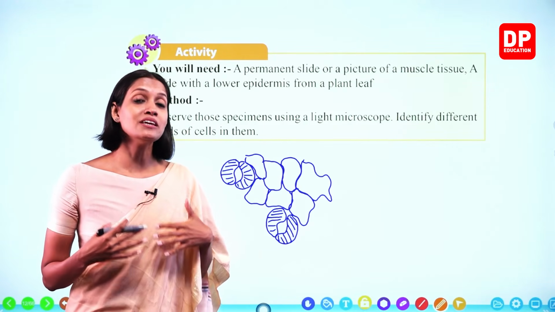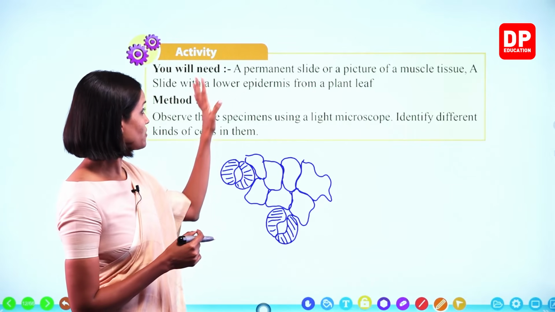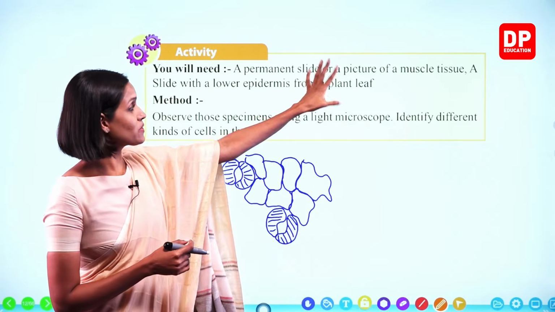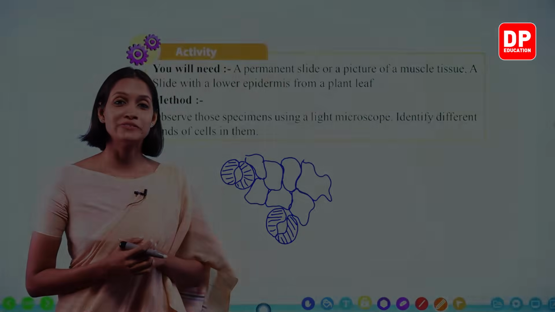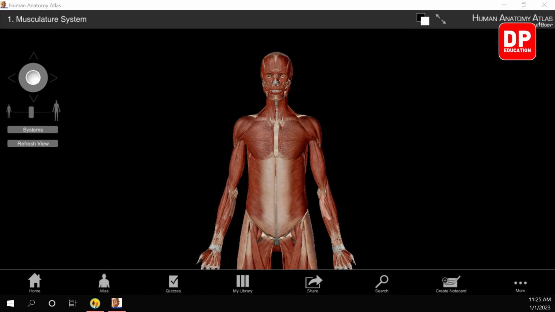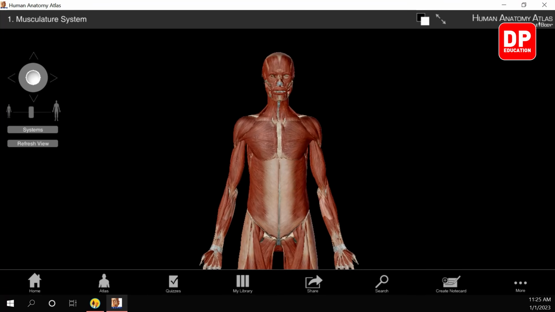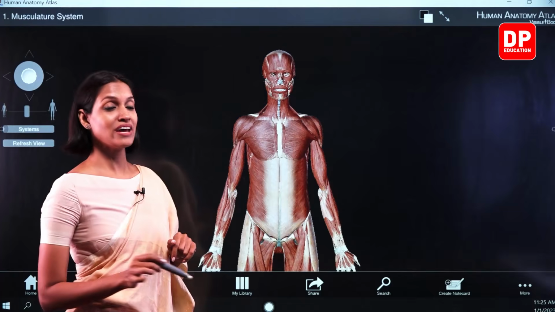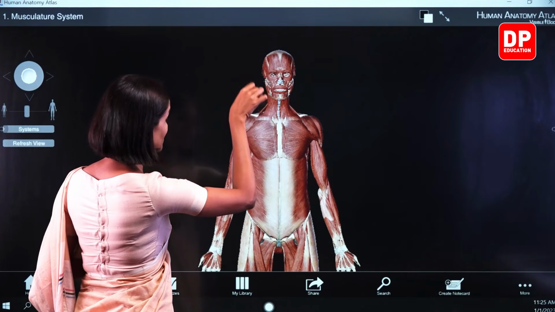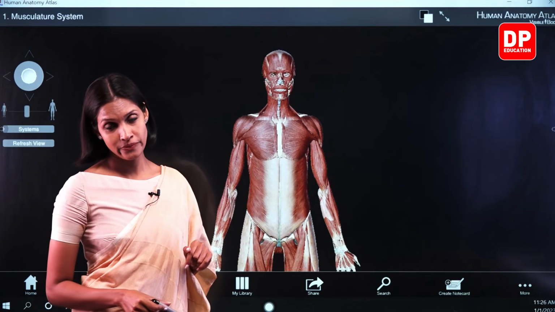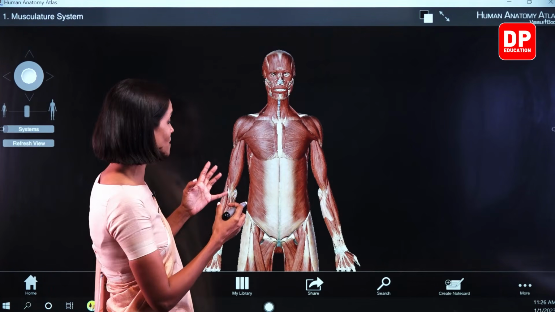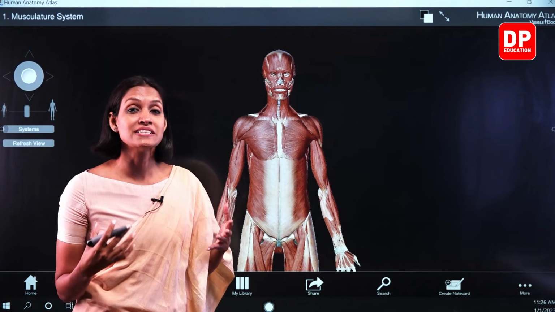Now, using a 3D picture, I'm going to explain the muscle tissue. Look at this 3D view of a human body. You can all see very clearly here. This is the muscular system, which you can see in this brown color. The muscles are shown here. This is the 3D view of the muscular system of a human body. The muscular system is made up of different types of muscle tissues.